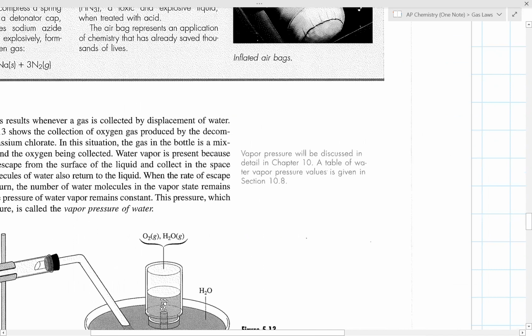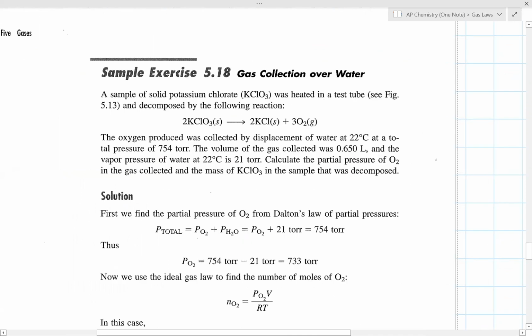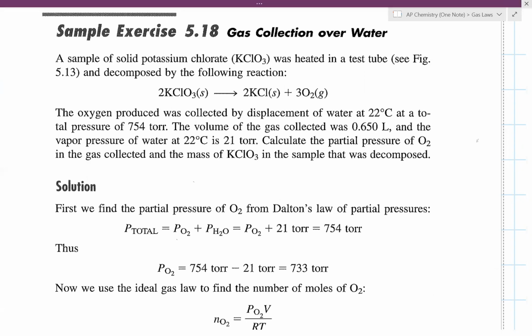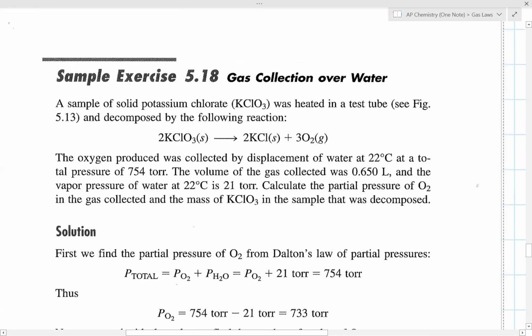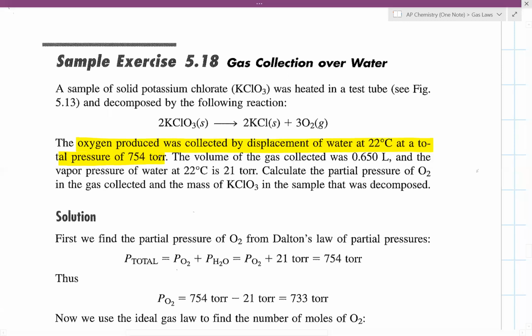And they give you something special on page 210. If you take a look on page 210, one thing that you need to be aware of is they talk about something called the vapor pressure of water. Here, they talked about how, in this particular case, oxygen was collected by the displacement of water at a total pressure of 754 torr. Now, why did they use the word total pressure?